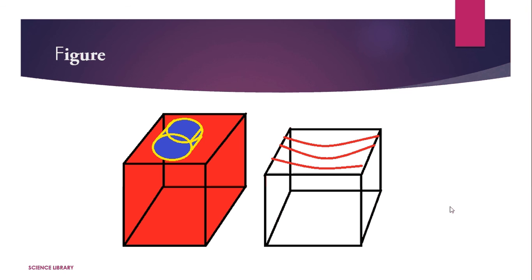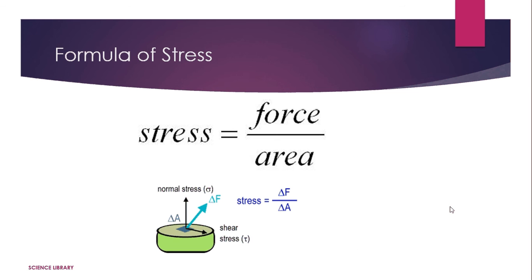To clarify more, we have a figure here with a cubic box which is under a weight. Due to this weight, the deformation can be seen with the red lines. The formula of the stress: stress is also defined as force per unit area. Stress is equal to del F over del A, where del F is the small force and del A is the small area.